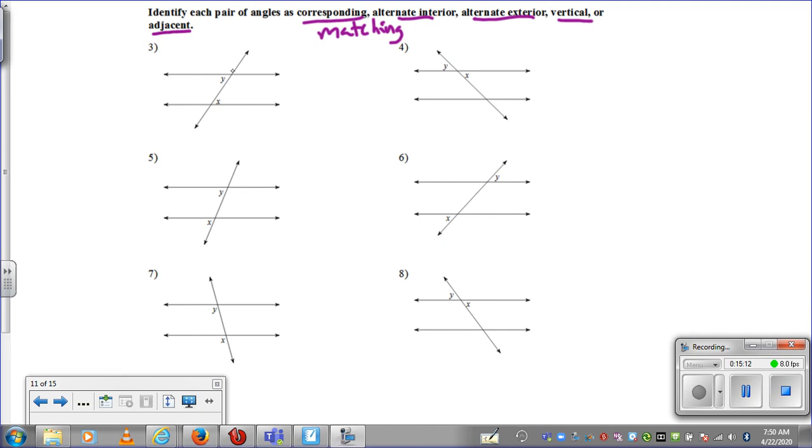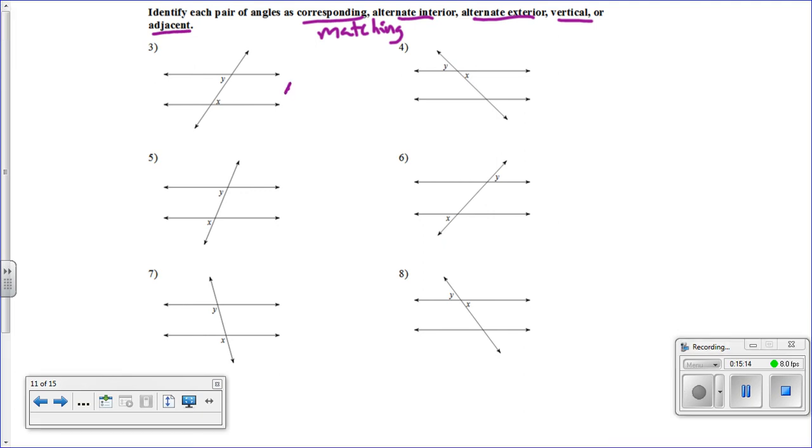Okay, so if we look at these two, these are alternate interior because they're on opposite sides. These two make your V's, that's vertical because they are across from each other. These two look like twins.